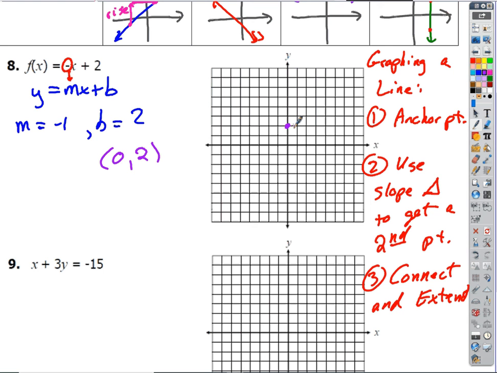Because if I want to write that slope, I want to write the slope as a fraction. Anytime I have an integer, what's the denominator always going to be? Like 7 as a fraction is what? 7 over 1, right? If there's no denominator showing, it's an invisible 1. So I get negative 1 over 1. So my rise is going to be negative 1, and my run is positive 1. And that gives me a second point right there. Step 3, connect and extend, and we're done. And there you go. There's our line. Okay?